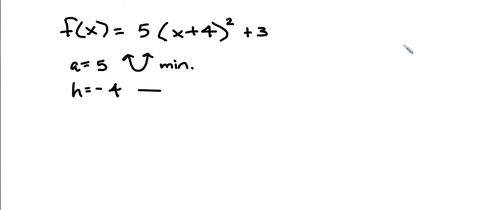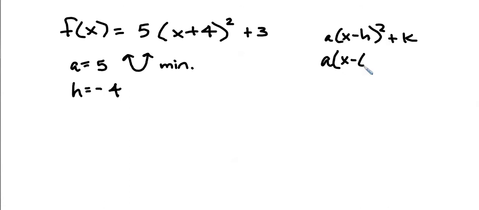And why is that -4? Well, remember the form is, let's get the right pen, it's a times x minus h, quantity squared, plus k. In order to have plus 4, that would have to be a times x minus -4, quantity squared, plus k. So we know h is -4, and then k, of course, is 3.